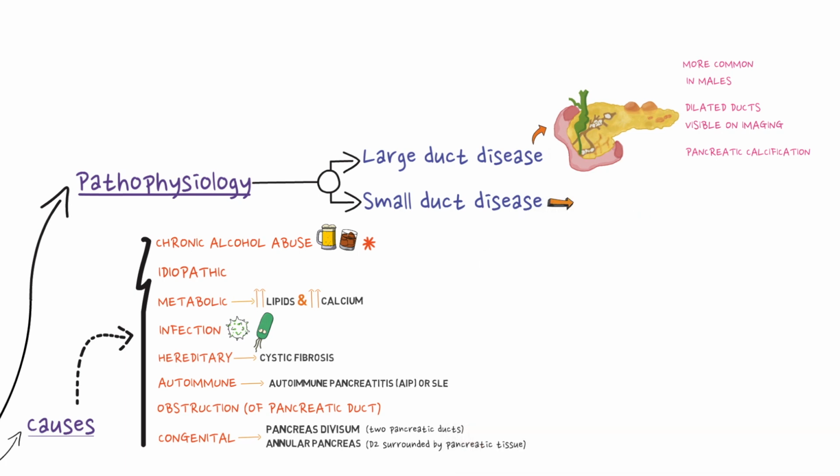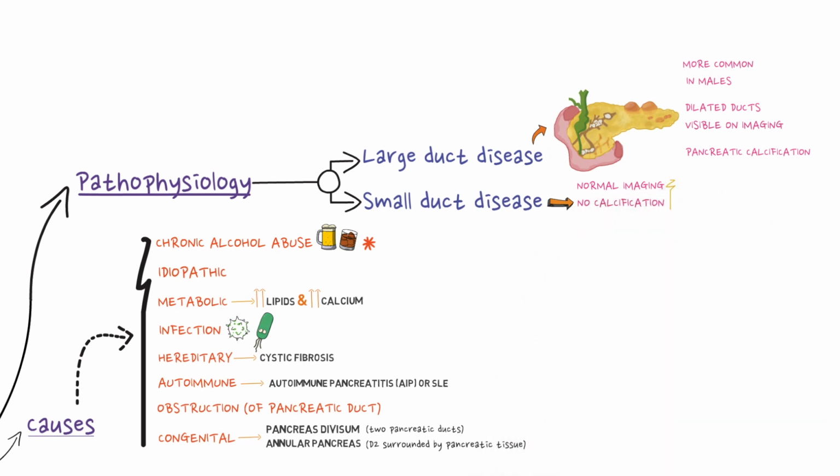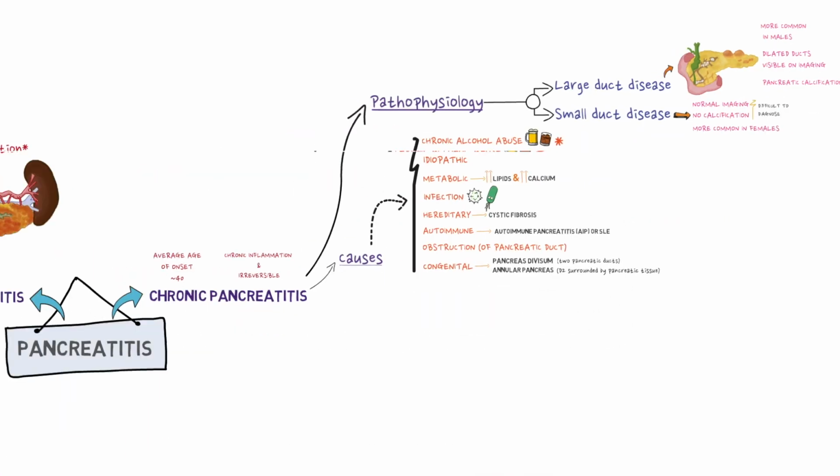Whereas small duct disease is a lot more subtle. It's hard to see the ducts on imaging, and there's rarely any calcification or stone formation. Hence, it is difficult to diagnose. And it is also more common in females.